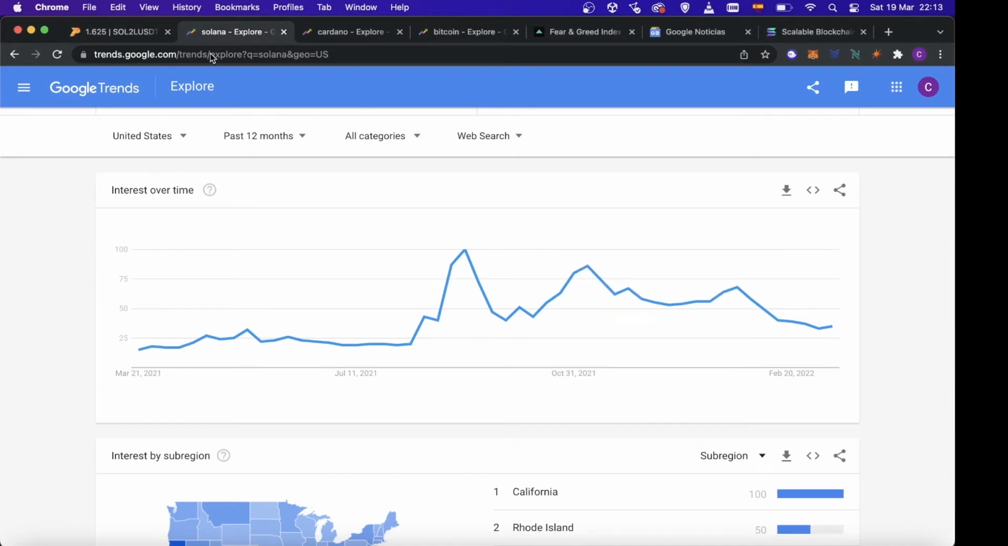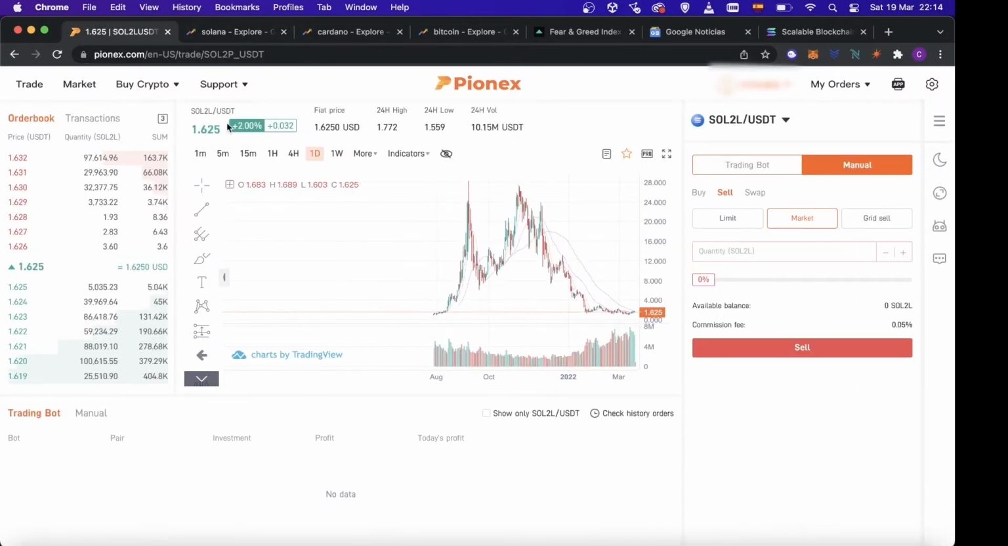Here we can see the graph of Solana, the interest in Google Trends. We can see that the interest has grown. It had a peak at the end of last year, but now the interest is recovering in the USA. I'm very bullish on Solana.